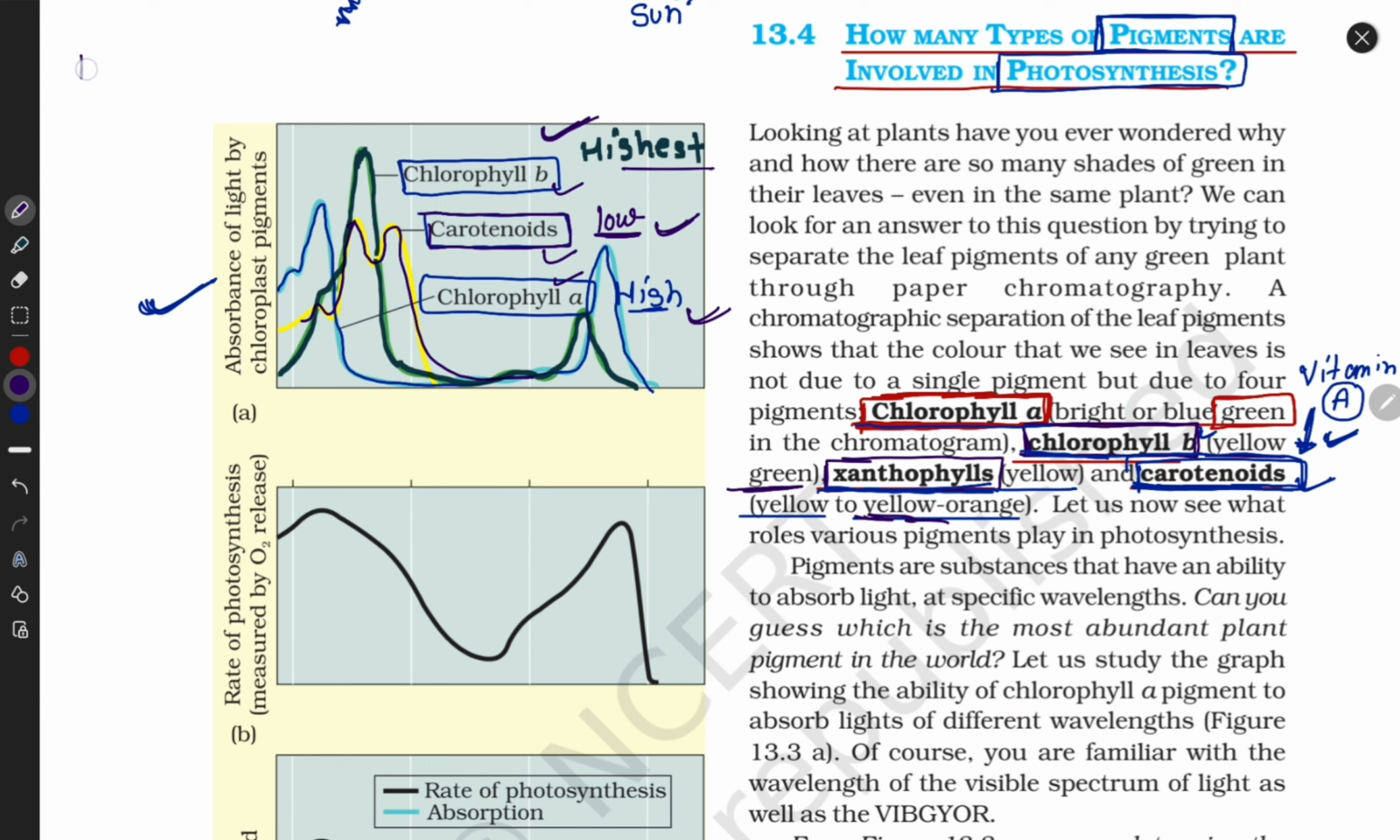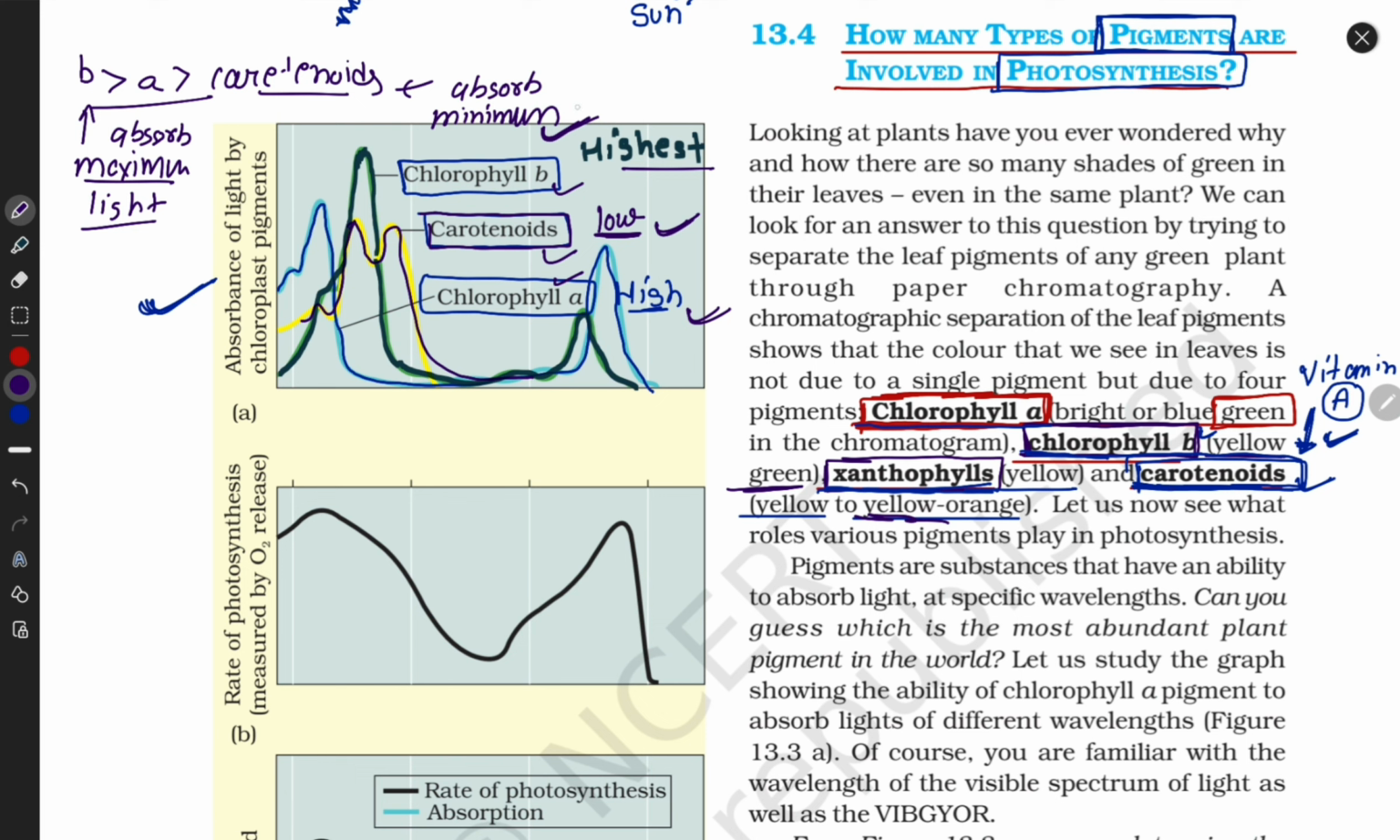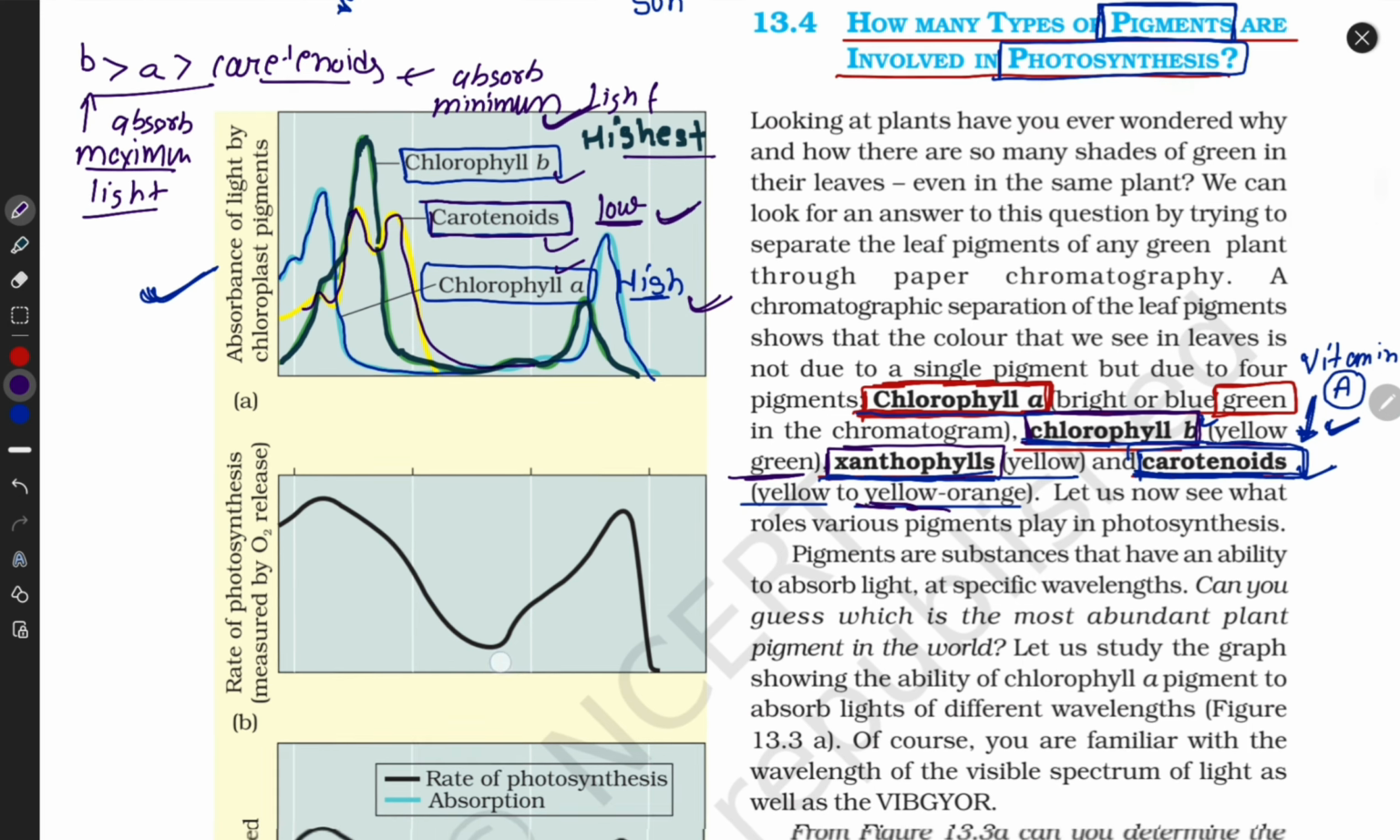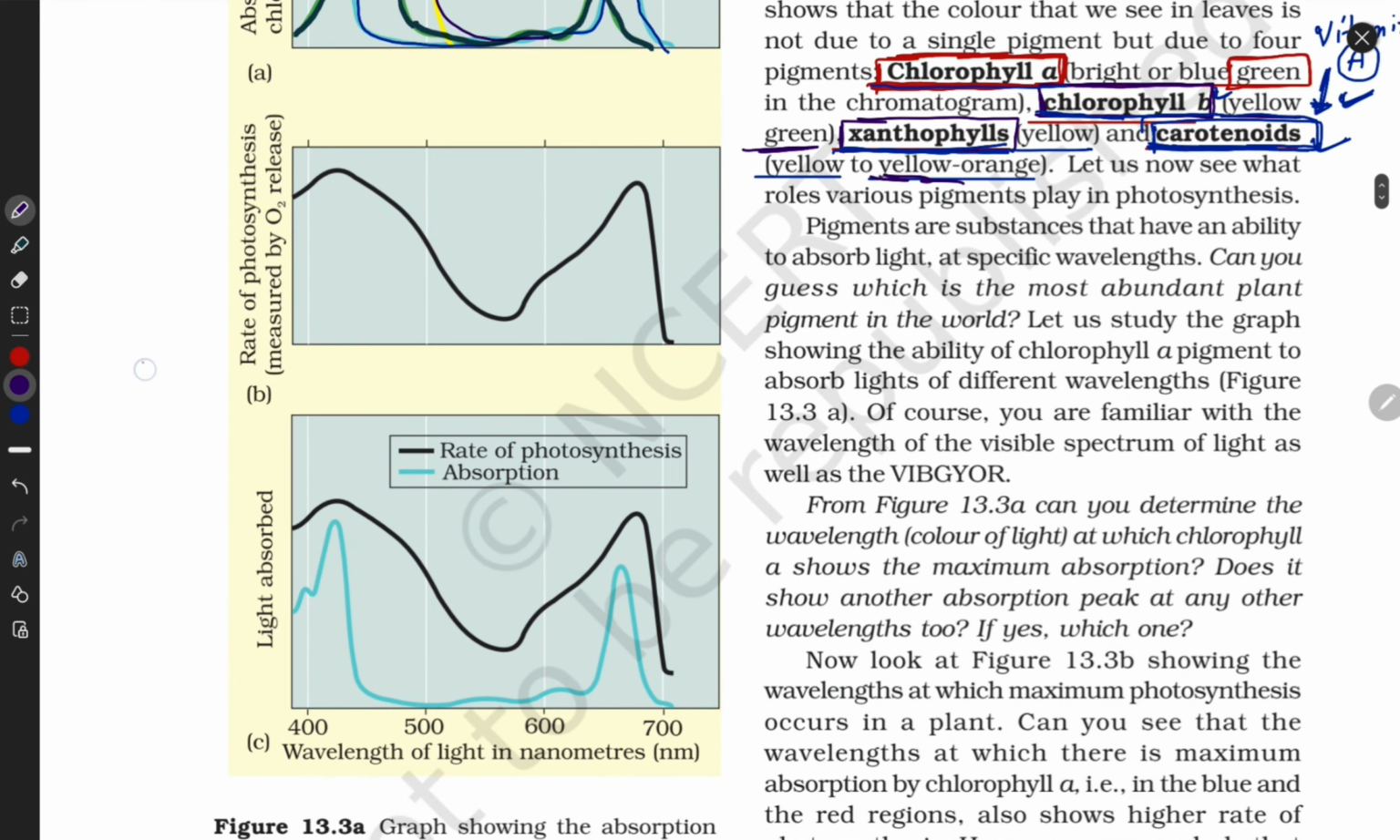So the highest absorption is done by chlorophyll B, then A, then carotenoids, isn't it? Chlorophyll B absorbs maximum light, and carotenoids absorb minimum light compared to chlorophyll B. Clear, guys? And now let's switch towards this graph.